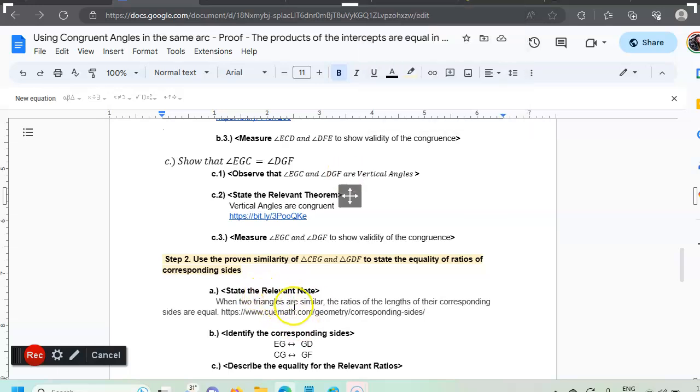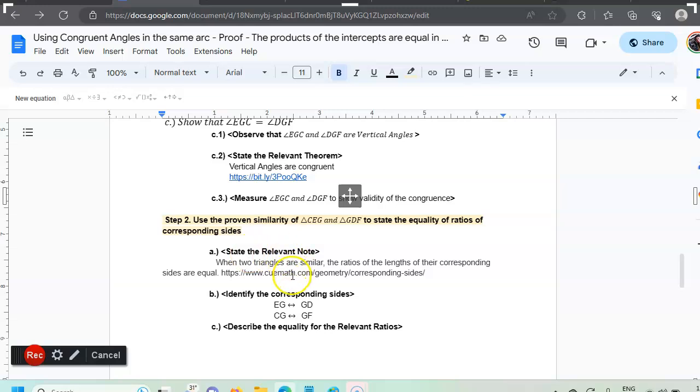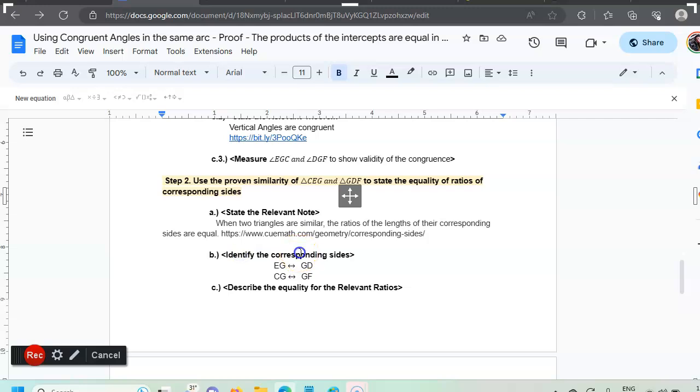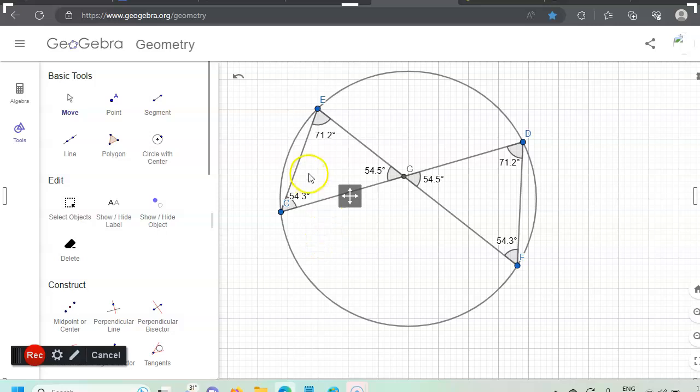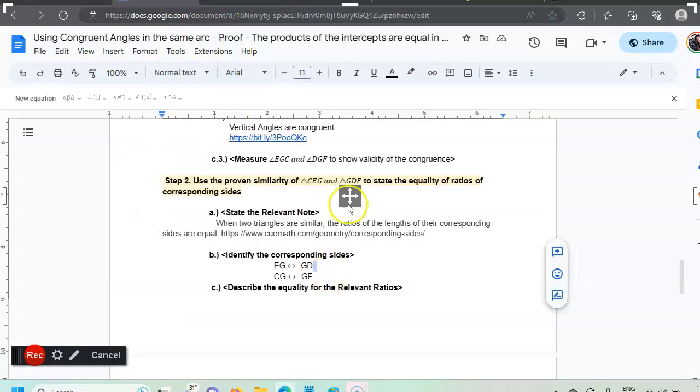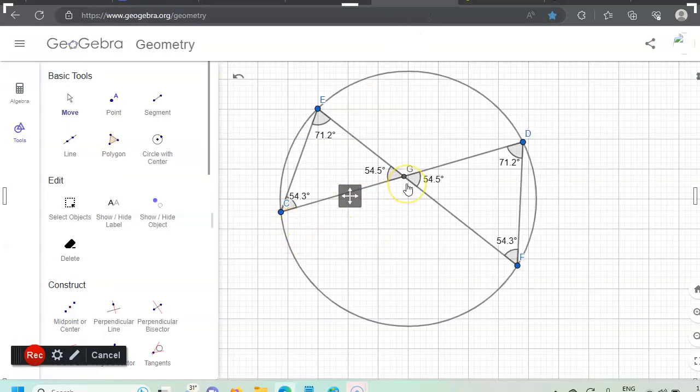So first, let's state the relevant note. When two triangles are similar, the ratios of the lengths of their corresponding sides are equal. We can find that note in this website here. Now we are going to identify the corresponding sides. So by inspection, we can say that side EG corresponds with side GD, and then side CG corresponds with side GF.